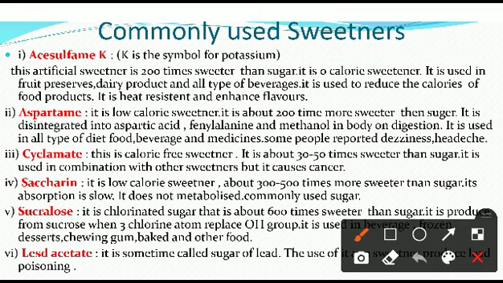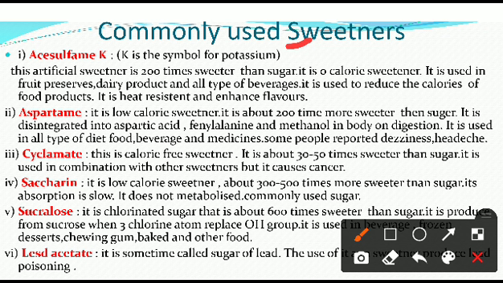First, that is acesulfame K. This K stands for potassium. Acesulfame is a sweetener 200 times sweeter than common sugar. It is a zero calorie sweetener used in food preservatives, dairy products and all types of beverages. It is also used to reduce the calories of food products. It is heat resistant and enhances flavor.